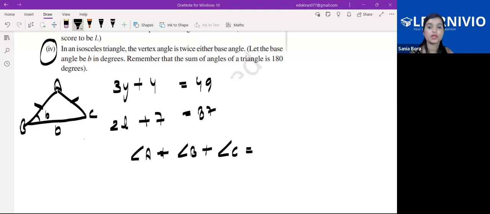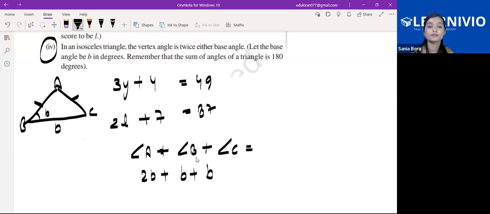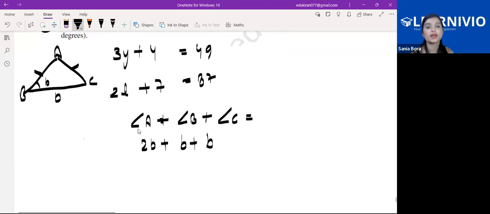Over here they say that the vertex angle is 2B. Let the base angle be B. So let's take 2B plus B plus B. Clear? Okay, ma'am. Yes. Now equals to 180 degrees. So over here 2B plus this 4B equals to 180 degrees. Right? So this is your equation. Okay?